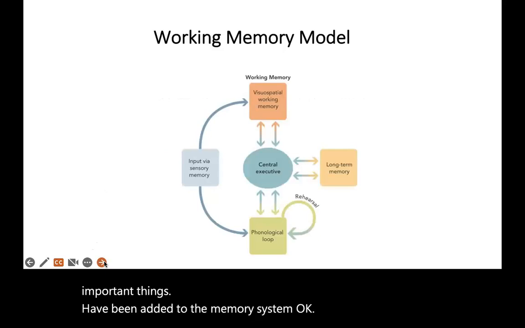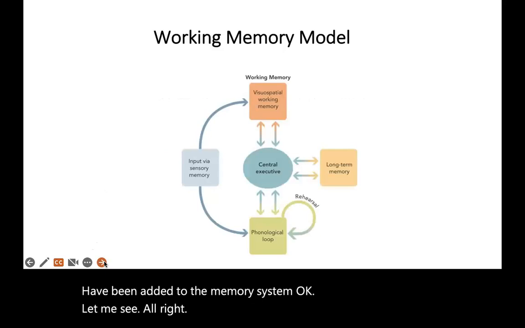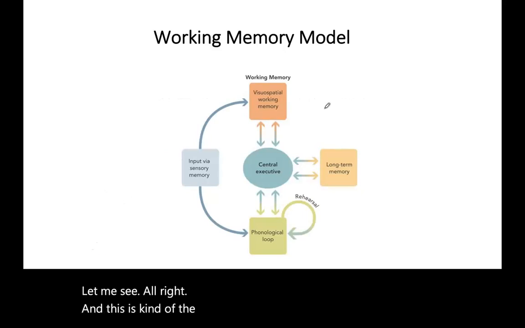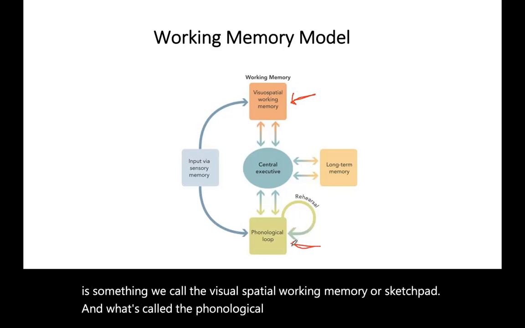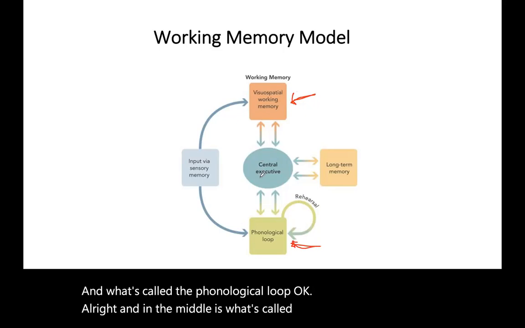And this is kind of the model of it. The things that were added over time are something we call the visual spatial working memory, or sketchpad, and what's called the phonological loop, okay? And in the middle is what's called the central executive.